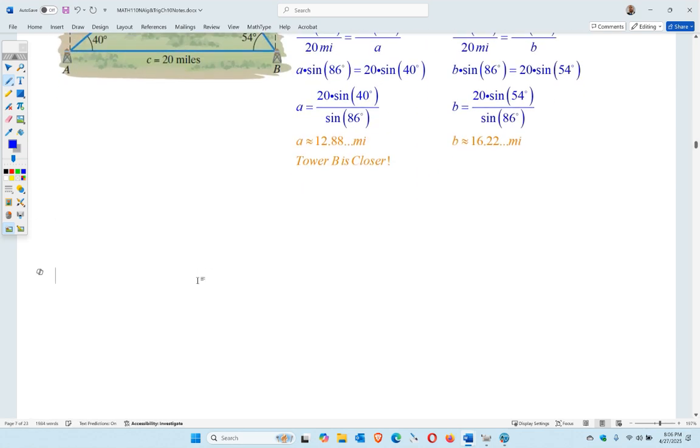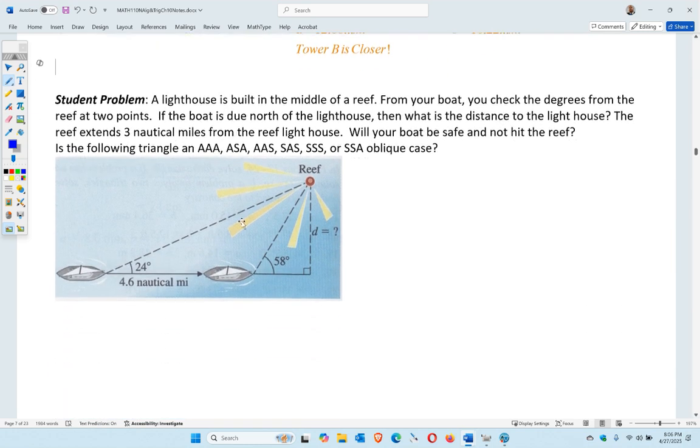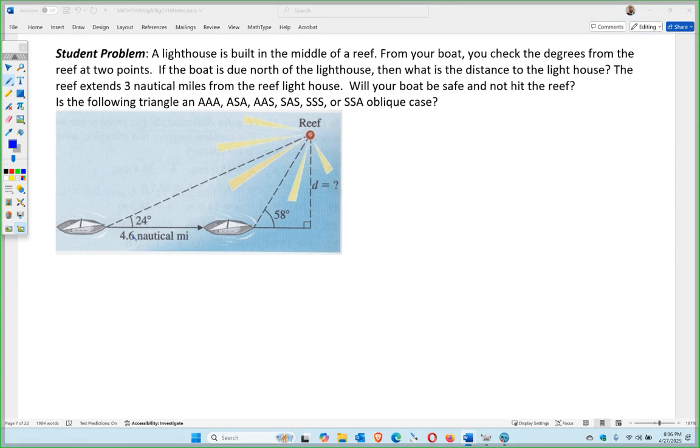Okay, let's do one that has a mix of right triangles and non-right triangles. So let's say we have a boat, and the boat does a reading, and it's 24 degrees to the lighthouse, right? So this is the lighthouse that's on the reef. Okay, you're going to go 4.6 nautical miles and do another reading. You're going to get a 58-degree reading to the lighthouse. So the problem is the reef goes out 3 miles, right? So if you hit it, you die.